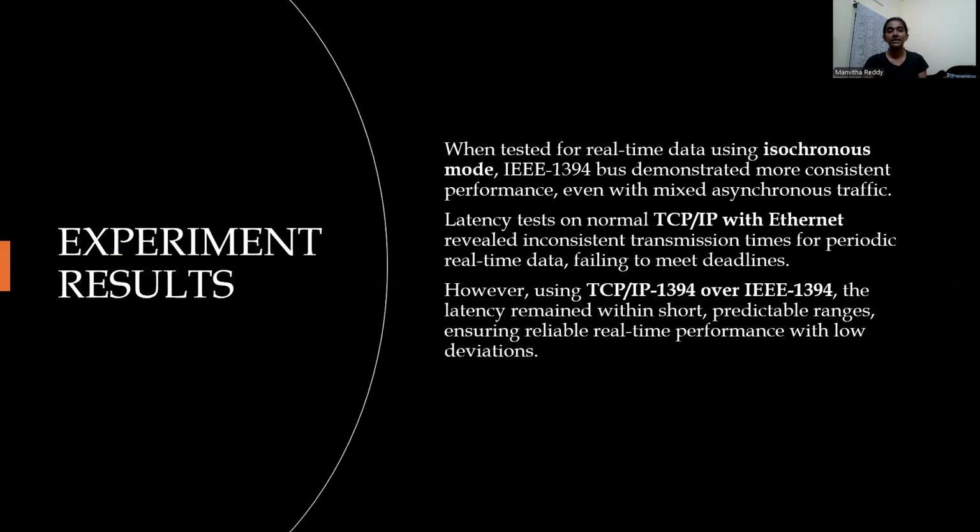Let us look at the experiment results. When tested for real-time data using isochronous mode, the IEEE 1394 bus demonstrated more consistent performance even with mixed asynchronous traffic. Latency tests on normal TCP/IP with Ethernet revealed inconsistent transmission times for periodic real-time data, failing to meet the deadlines. However, with TCP/IP 1394 over IEEE 1394, the latency remained within short, predictable ranges, ensuring reliable real-time performance with low deviations.